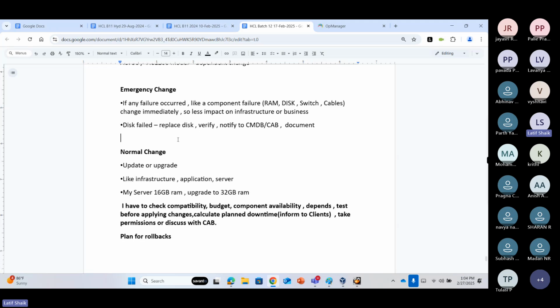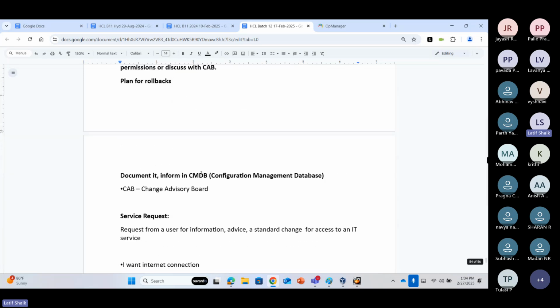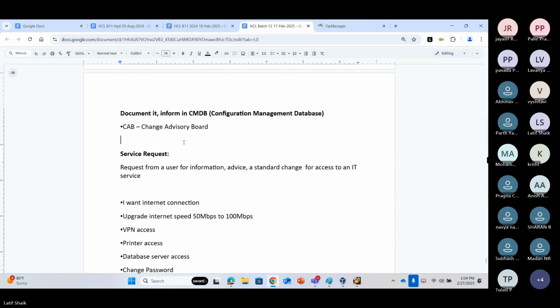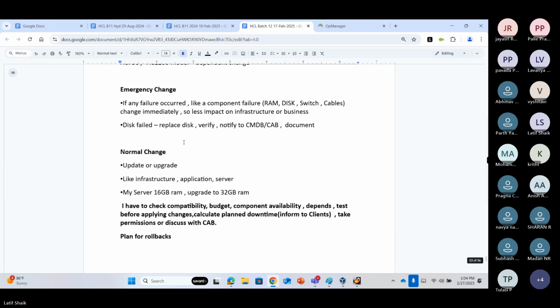I have written it simply: disk failure, replace the disk, verify the disk, verify it is working or not, notify CMDB and CAB, document. Documentation is very important, guys. Okay, understand, guys: change management, emergency change, normal change.